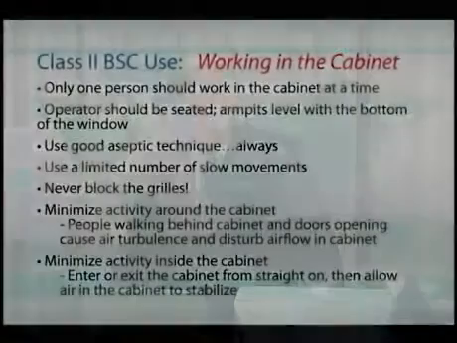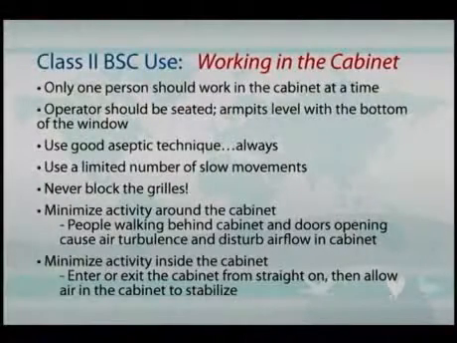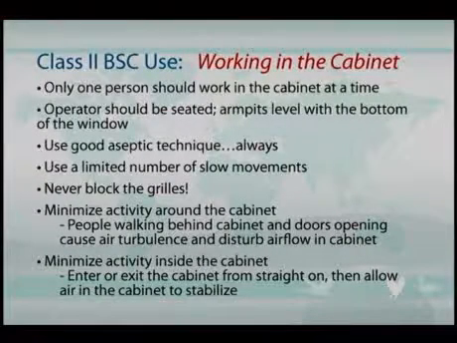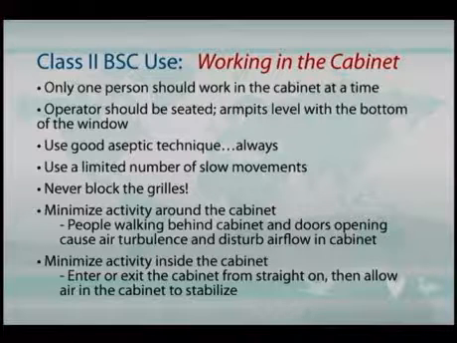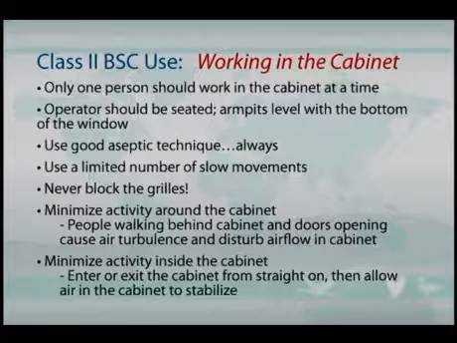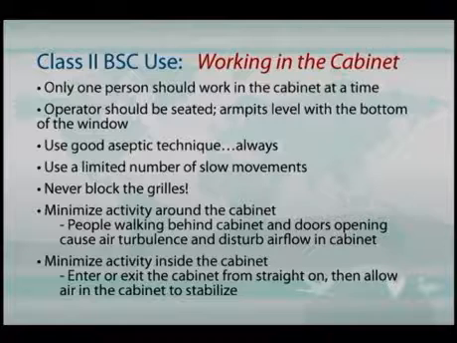If the operator is too high, then the position of the arms will not be comfortable and they will not be able to reach most areas within that cabinet. And of course, most importantly, it should be a standard practice that you use good aseptic technique. The airflow is very important in maintaining the integrity of the diagnostic sample as well as the user.